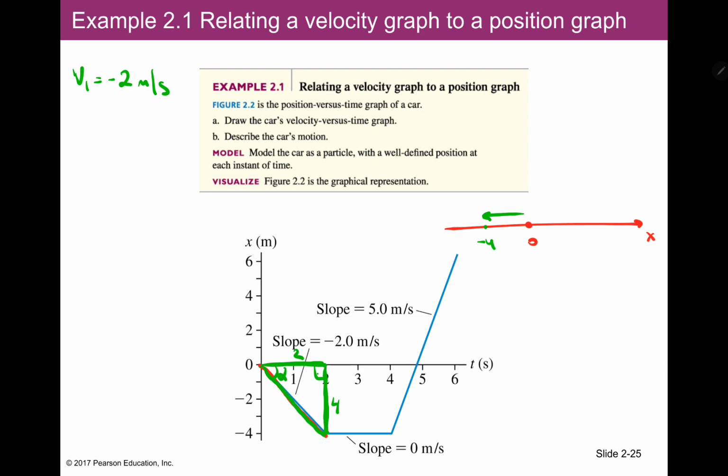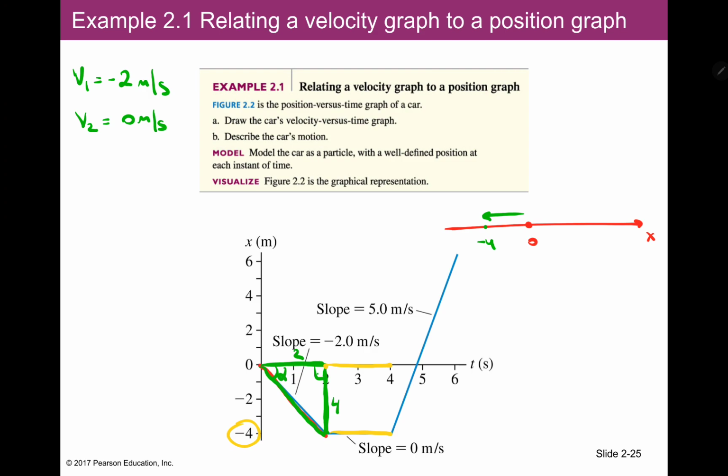Then the next 2 seconds, from 2 seconds to 4 seconds, position remains -4. It means it's not moving, or we can say slope is equal to 0, angle is equal to 0. It's obvious that it stopped its motion. So let's call it V2, and V2 equals 0 meters per second. No motion.